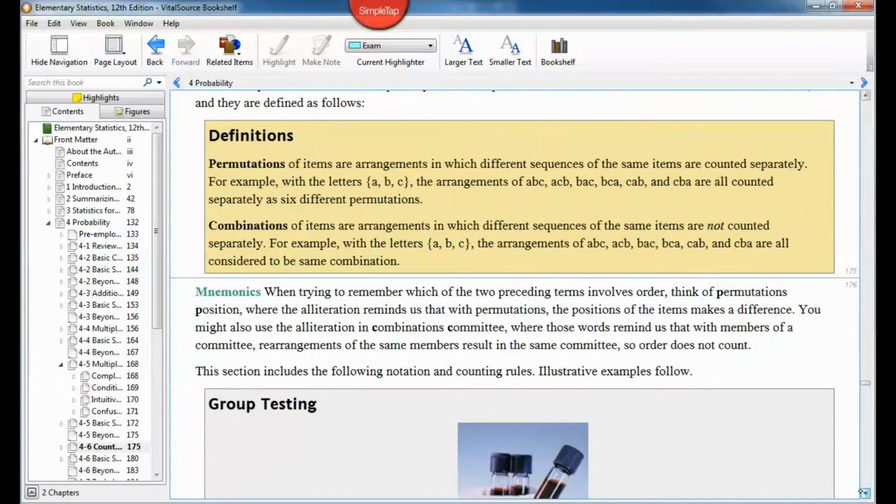Here's a mnemonic that your book points out. When trying to remember which of the 2 preceding terms involves order, think of permutations, position. Permutations, position. Where the alliteration reminds us that with permutations, the positions of the items make a difference. You might also consider the alliteration combinations, committee. Where those words remind us that with members of a committee, rearrangements of the same members result in the same committee. So the order does not count.